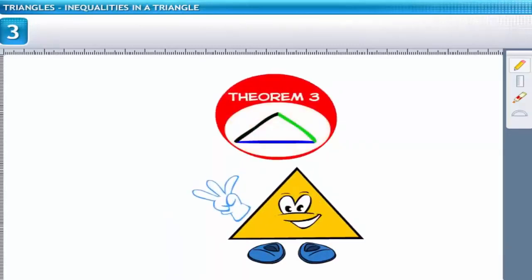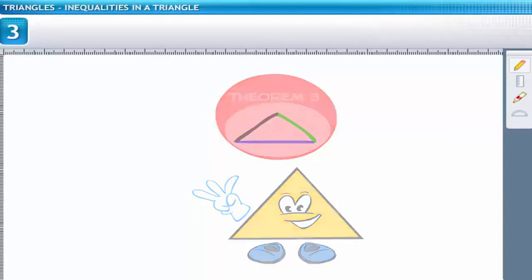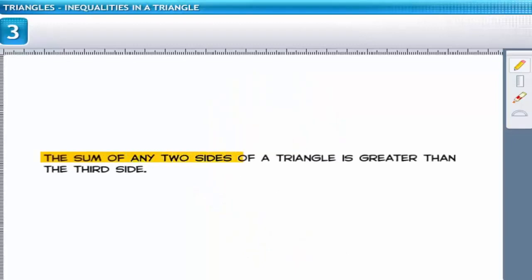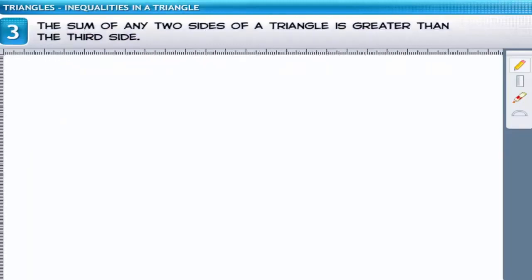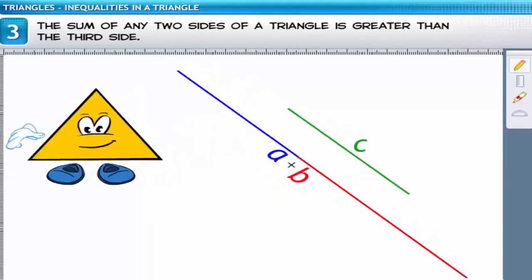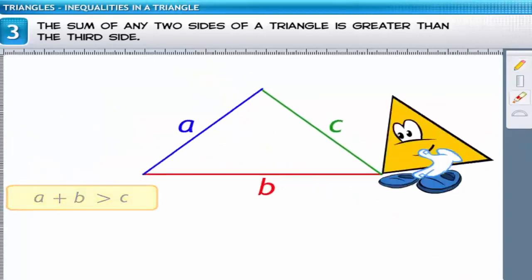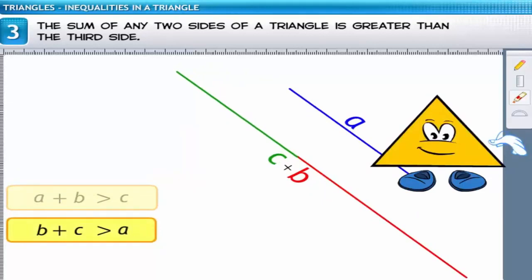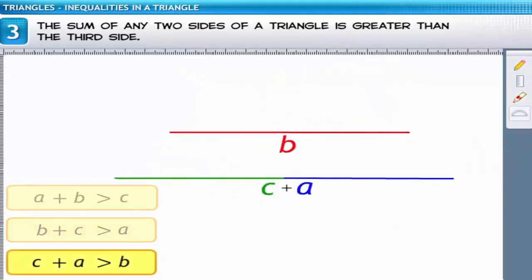Now, let's learn about the other theorem. This theorem is about the sum of sides of the triangle. The theorem says that the sum of any two sides of a triangle is greater than the third side. To verify it, let's take a triangle with sides A, B, and C. Of the three sides, if we take any two sides at a time, the sum of the two sides is greater than the third side. That is, let's verify this through an activity.